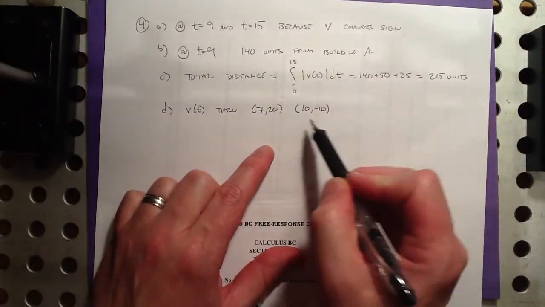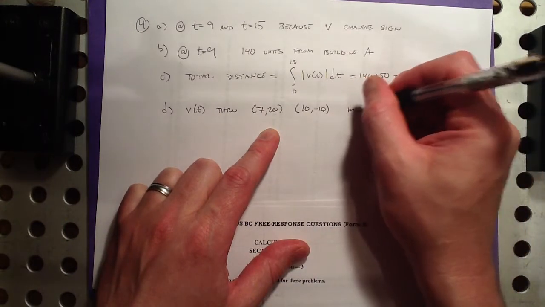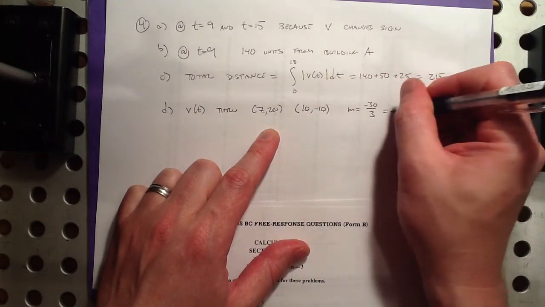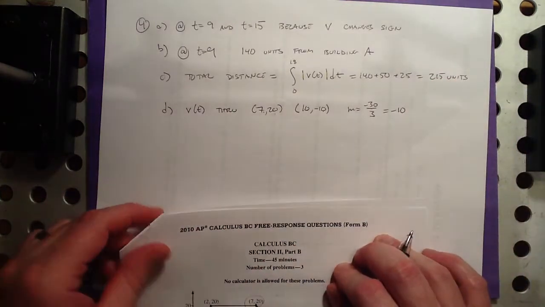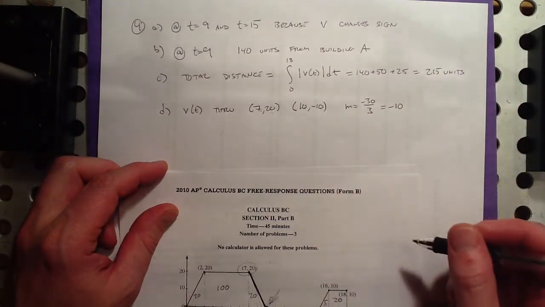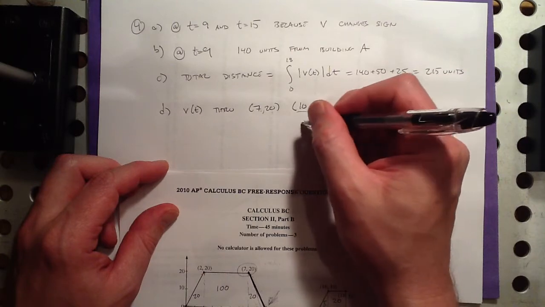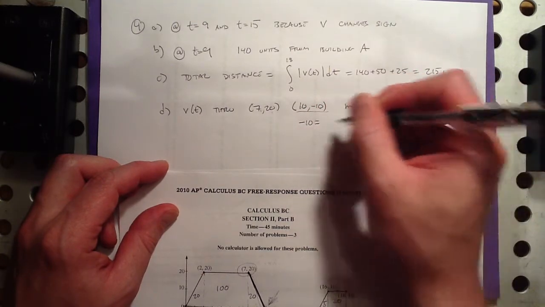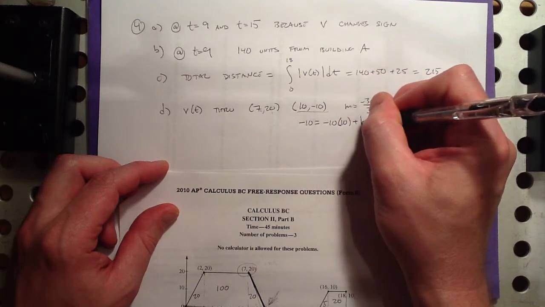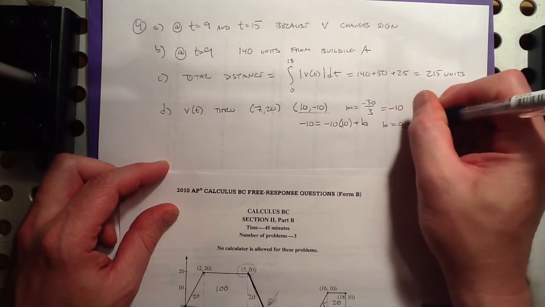So slope is negative 10 minus 20 over 10 minus 7. Negative slope, that looks right. And so that's the slope. I can use either one of these points, so let's use this one. So y equals mx plus b. So for b, I'm going to add the 100 over to here. B is equal to 90.